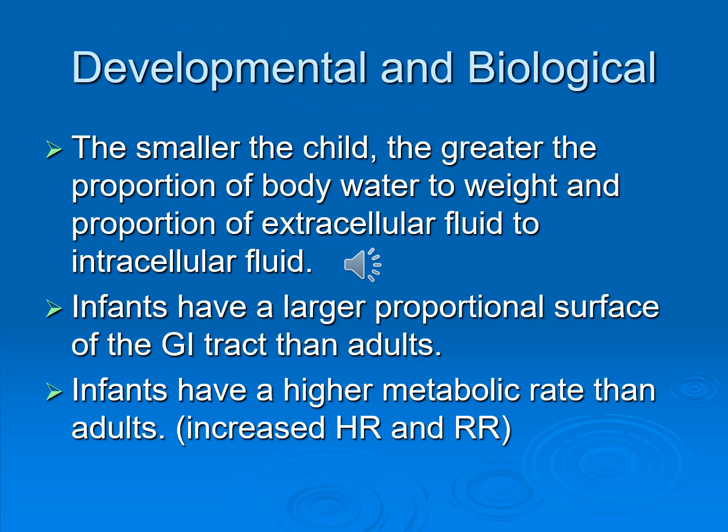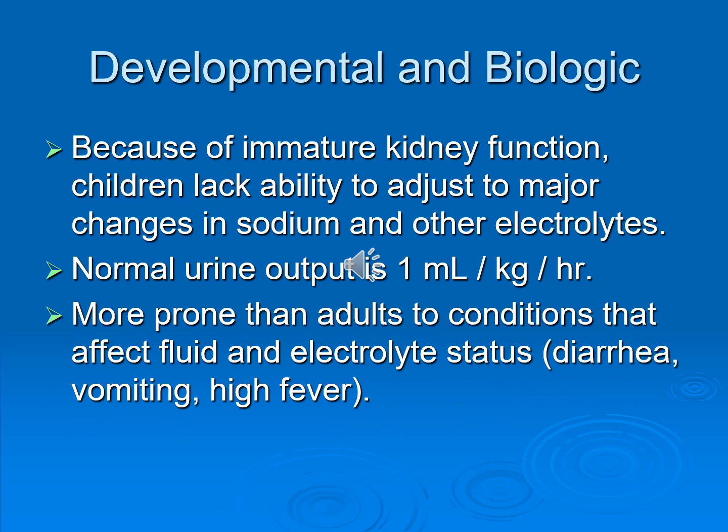Some developmental and biological factors are: the smaller the child, the greater the proportion of body water to weight and proportion of extracellular fluid to intracellular fluid there is. Infants have a larger proportional surface of the GI tract than adults. And then infants have a higher metabolic rate than adults. So that's when you see that increased heart rate and increased respiratory rate.